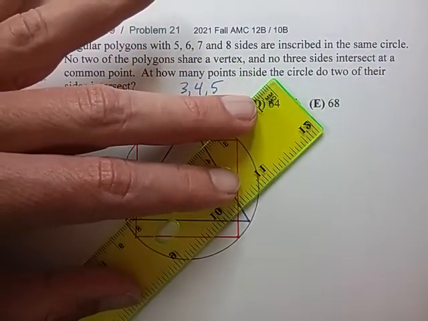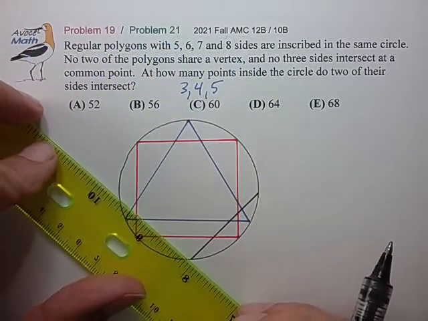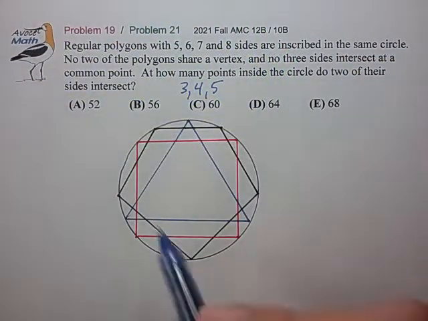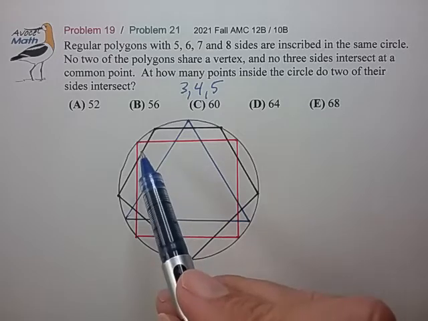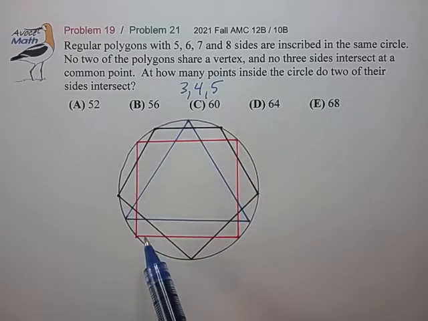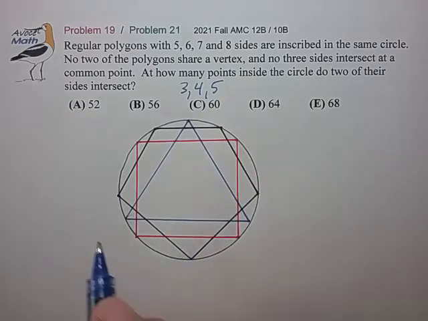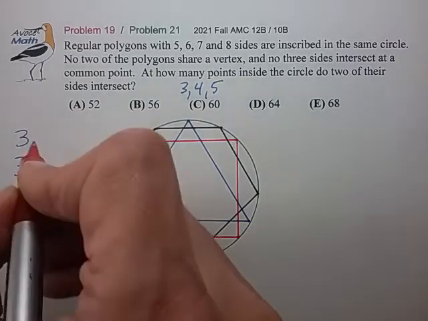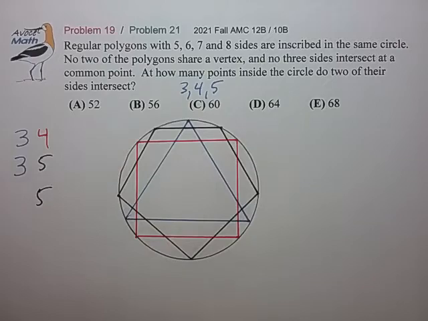Now we want to avoid triple intersection points, so let's draw this carefully. All right, that looks pretty good. Now, since we don't have any vertices that intersect and we don't have any triple intersection points, what that means is we can count up the number of intersection points by examining each figure in a pair. So that means we have to look at how the triangle interacts with the square, how the triangle interacts with the pentagon, and how the square interacts with the pentagon.